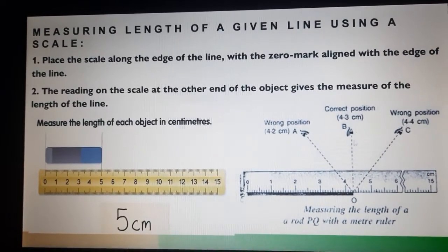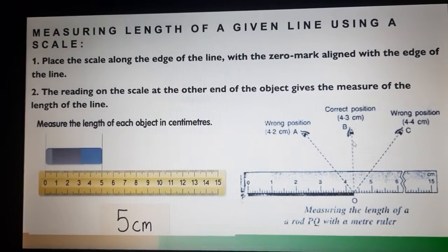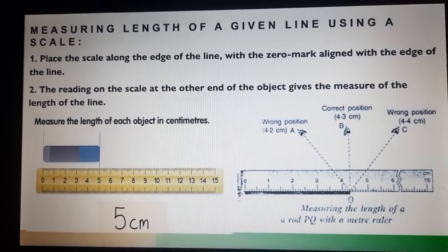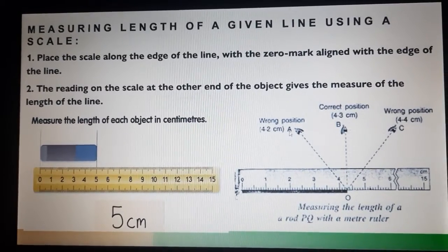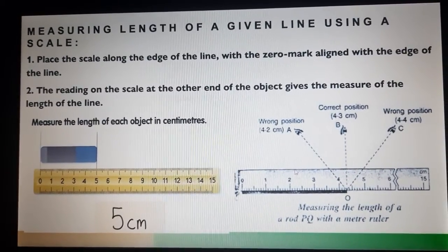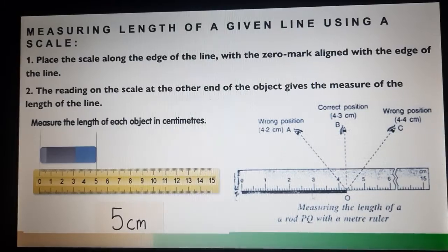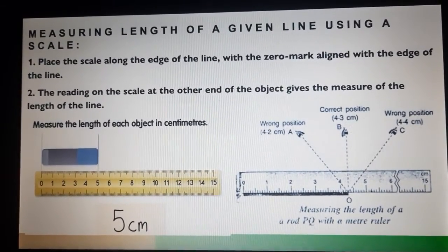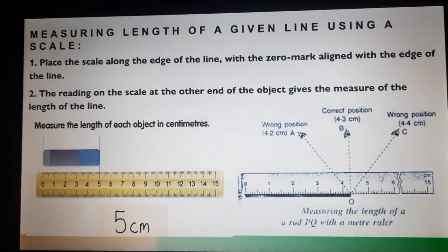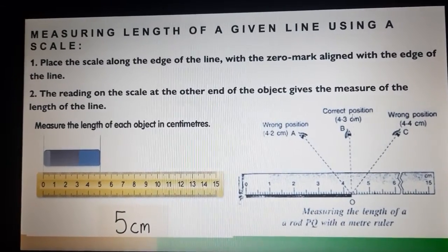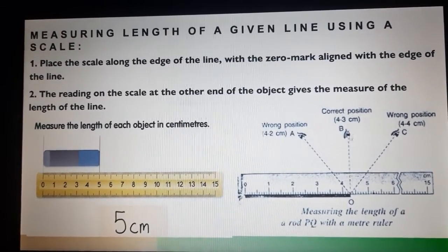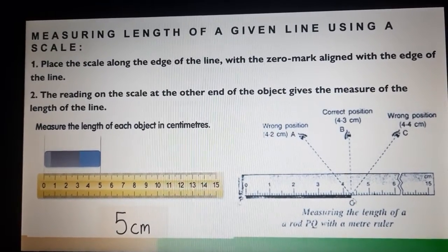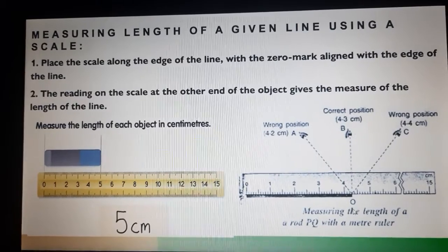And this is the point where you have to look at the measuring object right on top of the measuring point. This is the wrong position. From here you will measure this rod as being 4.2 centimeters. From here you will measure it as 4.4, but this is the correct position, from where, right on top, you get the measurement as 4.3 centimeters.